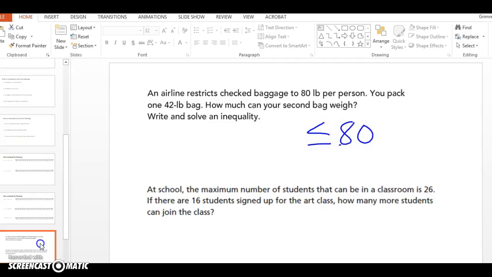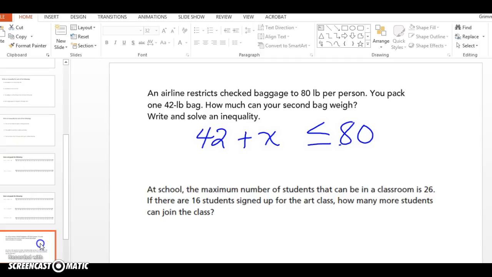How am I going to get the other side then? Because we want this side to also represent 80. What's that side going to be, Eric? Yes, 42 plus our unknown must be smaller than or equal to 80, is basically what we just did. And that would be our inequality.